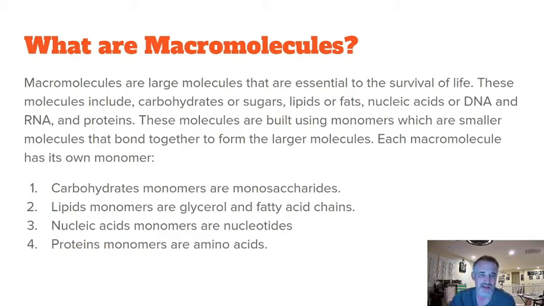So for carbohydrates, the monomers are monosaccharides, single sugars. And the best example that we've been using is glucose. It's a monosaccharide type of sugar. And then lipids, the monomers are glycerol and fatty acid chains. And then nucleic acid, you have a nucleotide, which is made up of a phosphate group, a sugar, and a nitrogenous base. And then proteins, the monomers of proteins are amino acids. And there's like 20 essential amino acids. You don't have to memorize all 20 of them. You just need to recognize the basic structure. And we'll go through that as we go through the notes.